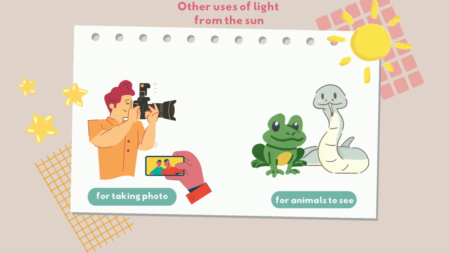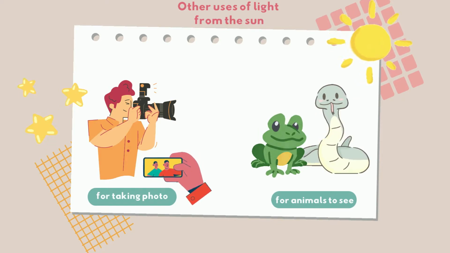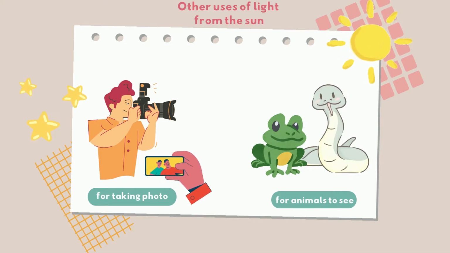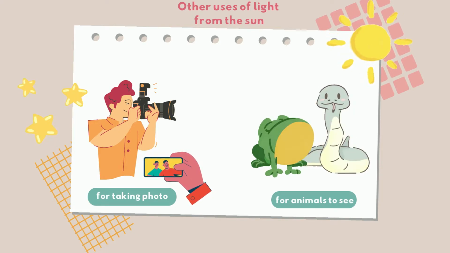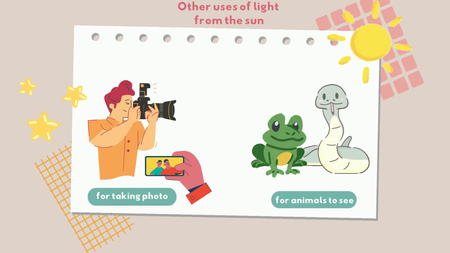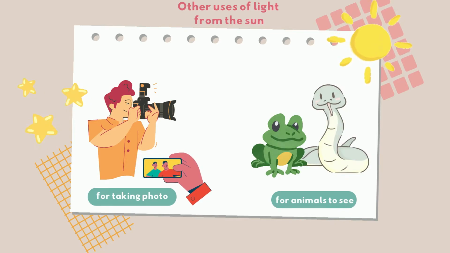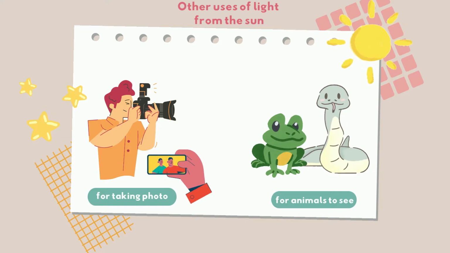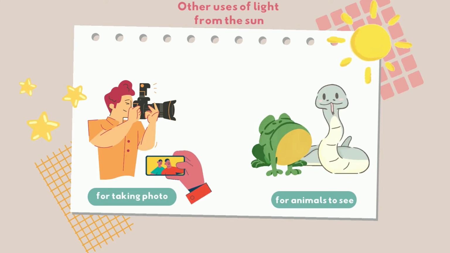Next, other uses of light from the sun. People, animals, and plants use light from the sun in many ways. First, for photo taking. People make use of light from the sun to take outdoor photographs during the day. The light from the sun is used to produce images on the film inside a camera.